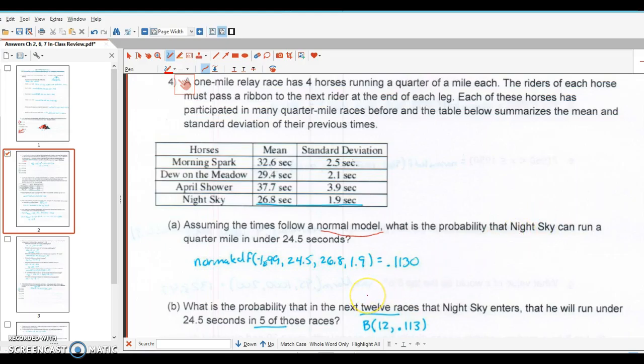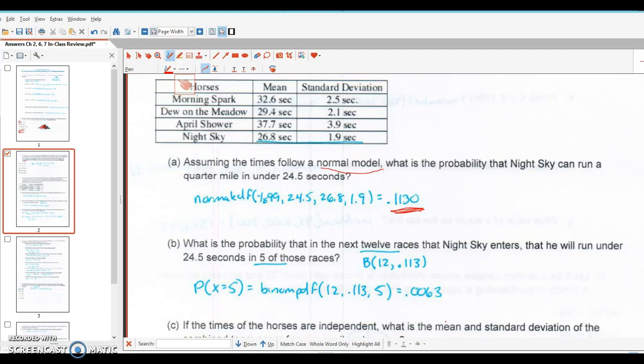So now be careful. This happens sometimes in AP free response. It doesn't specifically say, now we're talking about a binomial, but now I'm looking at a certain number of races. I have a probability of success that I've just calculated. This has happened several times on AP free responses. And I want to know how likely it is that this X random variable value occurs out of that total number of trials. So therefore you have a binomial distribution where you have 12 trials and an 11.3% chance of success.